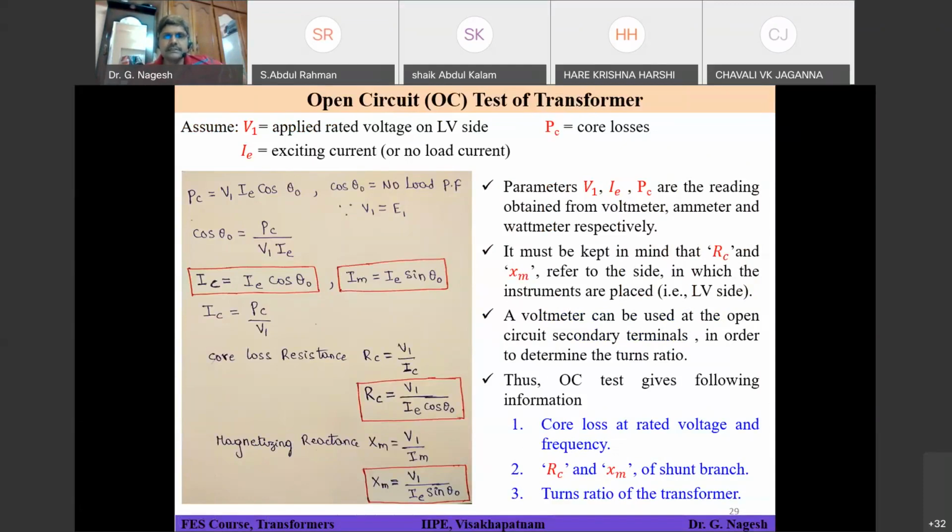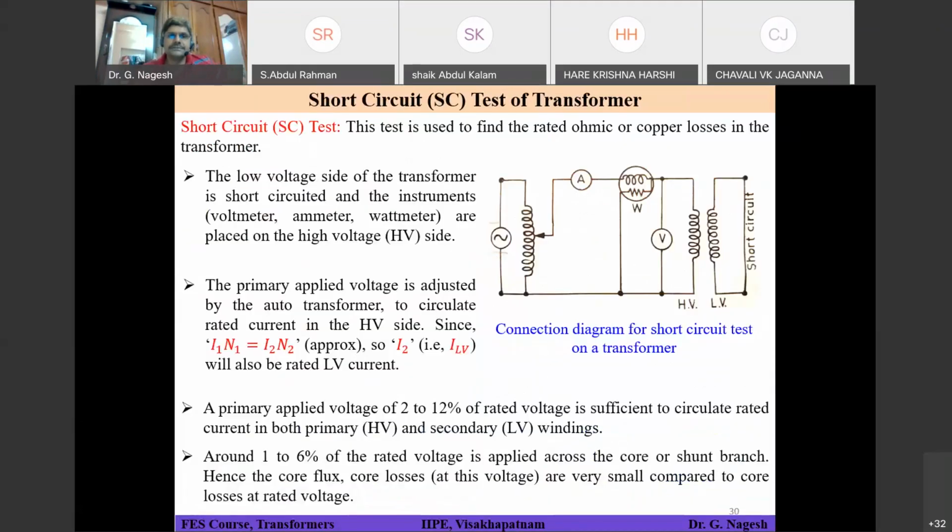Next we will see the other test, which is called the short circuit test. As I have already stated, this test is used to determine the ohmic or copper losses in the transformer. So by using this test, we are going to find out the copper losses in the transformer.